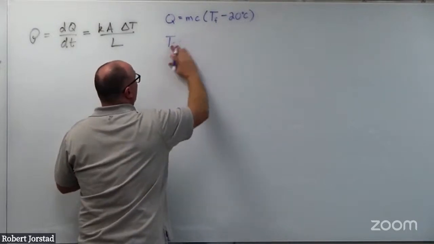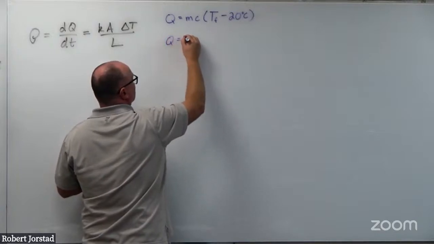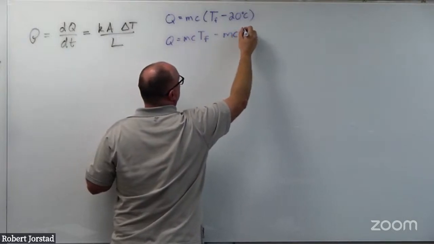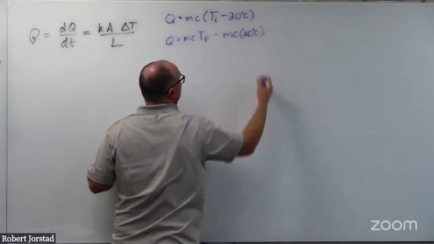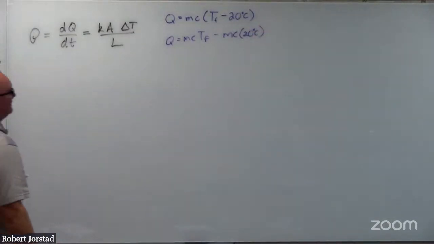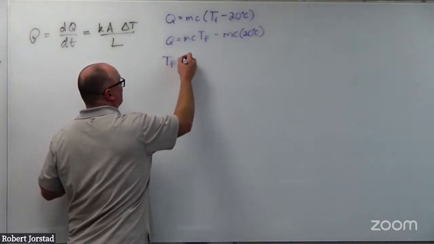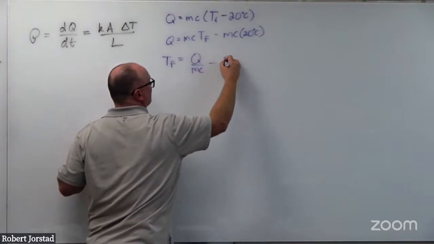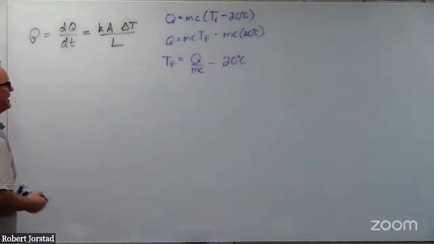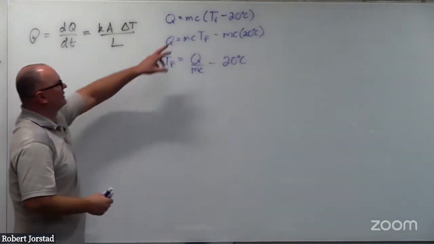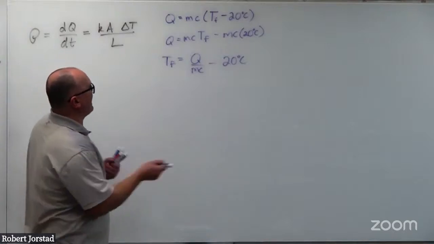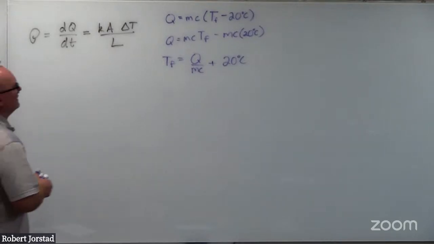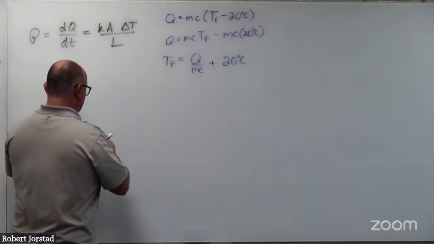Oh, you know what? I'm going to rearrange it this way. I don't want to screw this up. All right, and then I guess I could have rearranged that faster the other way, but whatever. Let me just double check. T final equals 20 plus Q over MC. Oh, I should be adding this to the other side, something like that. Okay, apologies there. So now, what is delta T?